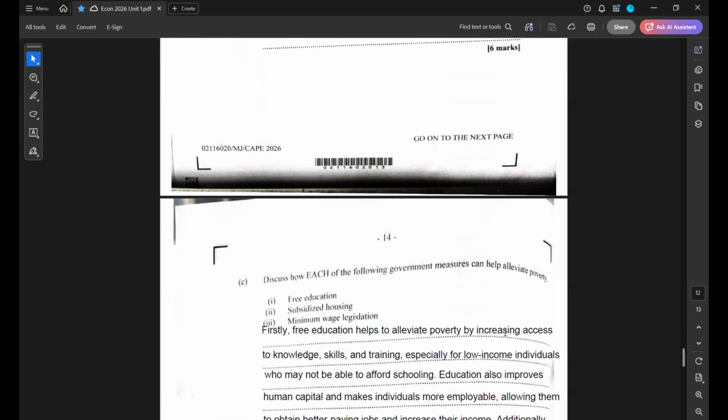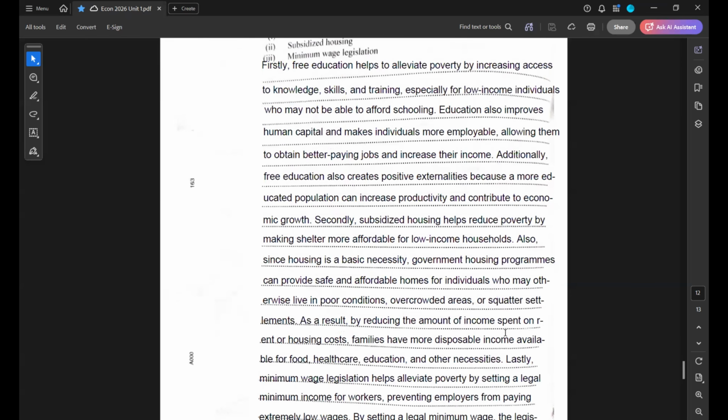Part C wants us to discuss how each of the following government measures can help alleviate poverty. So we have free education, subsidized housing, and minimum wage legislation. Firstly, free education helps to alleviate poverty by increasing access to knowledge, skills, and training, especially for low-income individuals who may not be able to afford schooling.